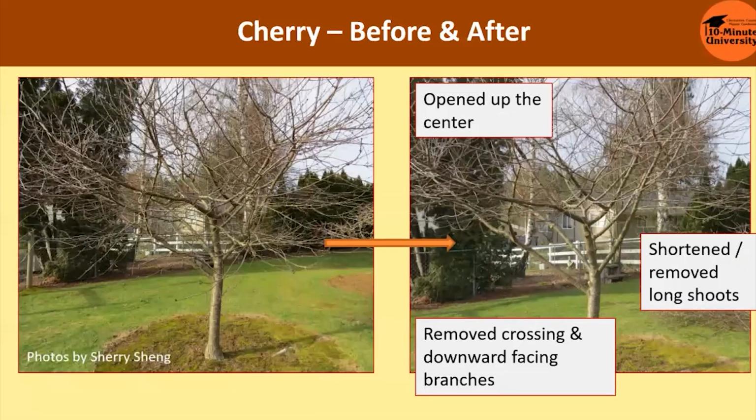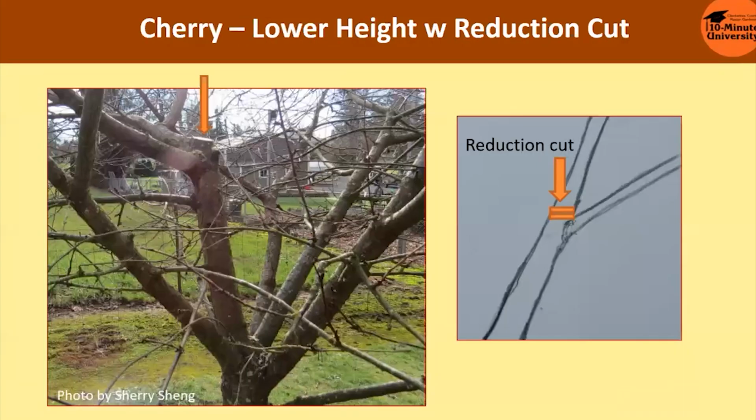So this is the before and after of our cherry tree. We open up the center, we shorten and remove some of the long shoots, and we removed crossing and downward facing branches. We did have to make a reduction cut in this cherry, and that's noted on the photo on the left. And the illustration on the right shows how to make a reduction cut. Where the 2 branches come together, we make a cut to take out the upright, more vigorous branch.